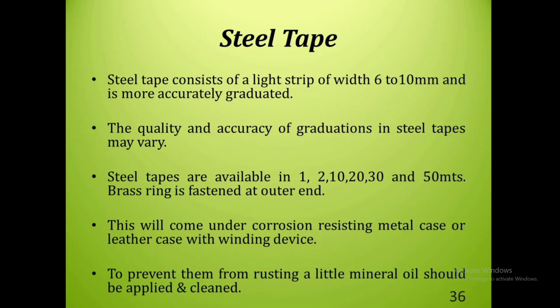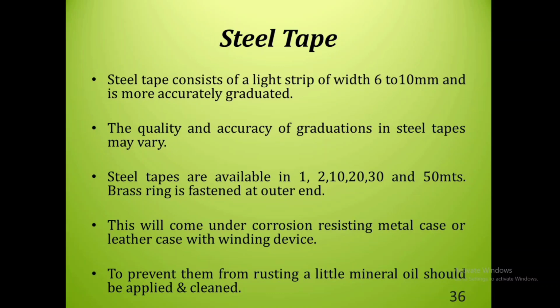Next one is steel tape. This is light in comparison to other tapes and it has a width of 6 to 10 mm and it is more accurately graduated. The quality and accuracy of graduation in steel tapes may vary, and steel tapes are available in 1, 2, 10, 20, 30 and 50 meters, and a brass ring is fastened at the outer end in order to pull the tape.